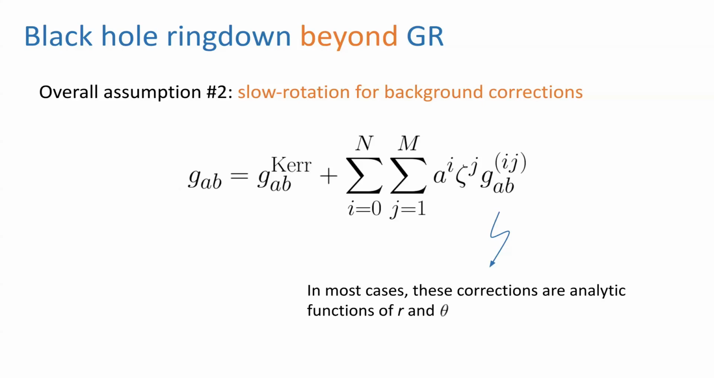And the other overall assumption to simplify the calculation is to perform an expansion in the spin of the background metric. Overall, you can think that your background metric is described by the Kerr metric plus some corrections in the spin and in the coupling, perturbative corrections. In this way, we solve one of the biggest problems of the computation of quasi-normal modes beyond GR: in most cases, the metric is not known analytically, but at least by performing this double expansion in the spin and in the coupling, we can have corrections that are analytic functions of r and theta.